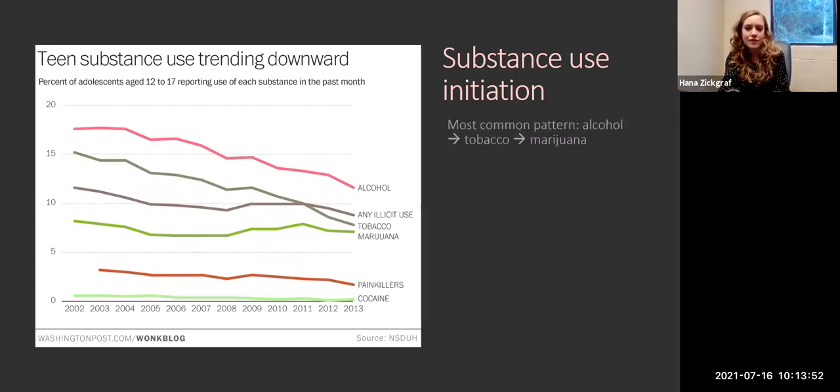The most common pattern of initiation for substances is beginning with alcohol and then progressing to tobacco and marijuana. So this perception that marijuana is some kind of gateway drug, that using marijuana will cause people to initiate the use of so-called harder drugs, is really not true. The vast majority of substance abusers start with alcohol and progress to tobacco. And again, this is mostly just because that's how these drugs break down in terms of accessibility for teenagers.